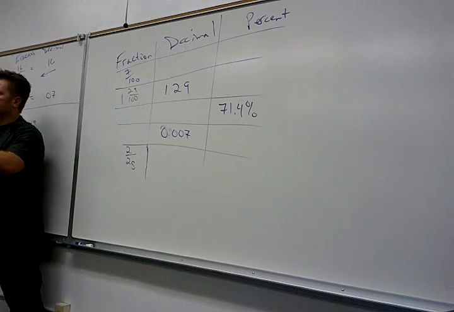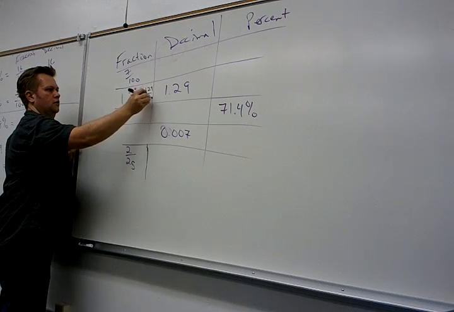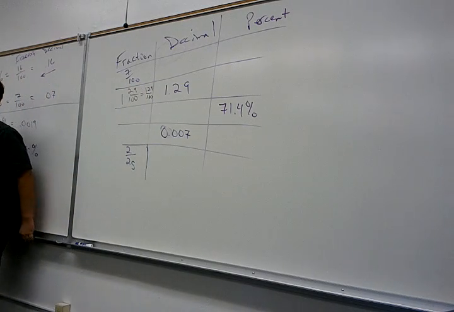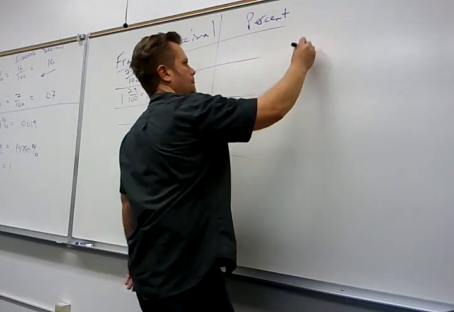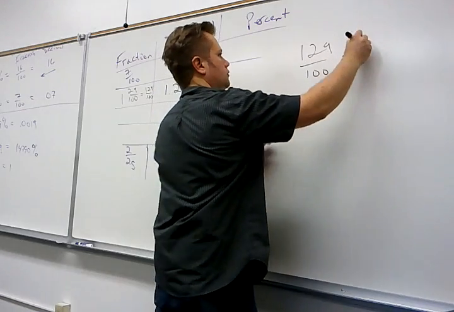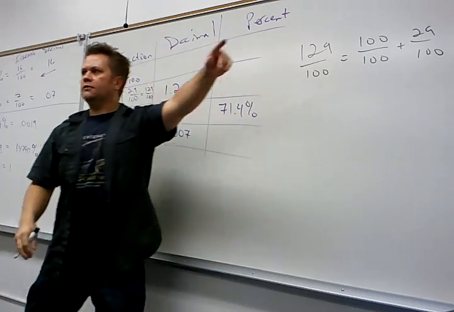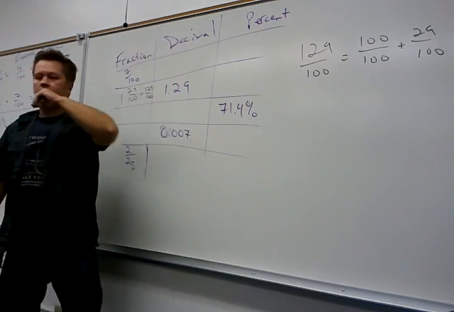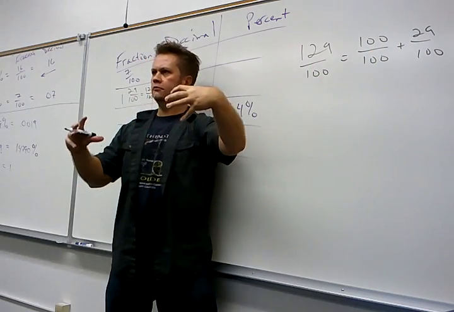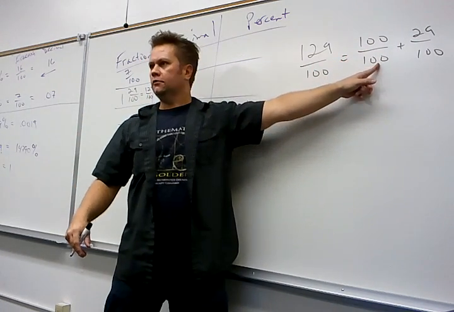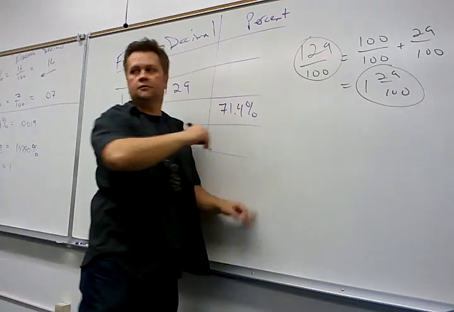Now, watch this, it's kind of cool. Another way to write this is 129 over 100. So that's another way to write that. Let's look at that real quick. Can I break that up as 100 plus 29 over 100? And what is 100 divided by 100? 1. So another way to write this is this.